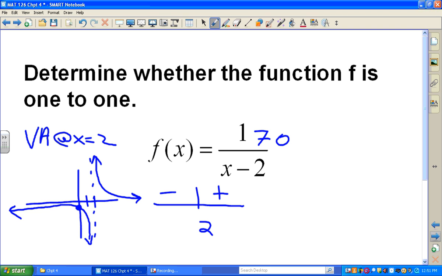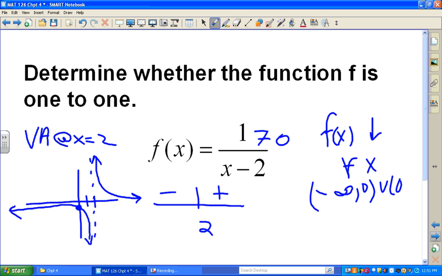In this case, f of x is always decreasing for all x from negative infinity to 2, union 2 to infinity. It's increasing for all x in that set. Okay? That's just how you'd write the statement.